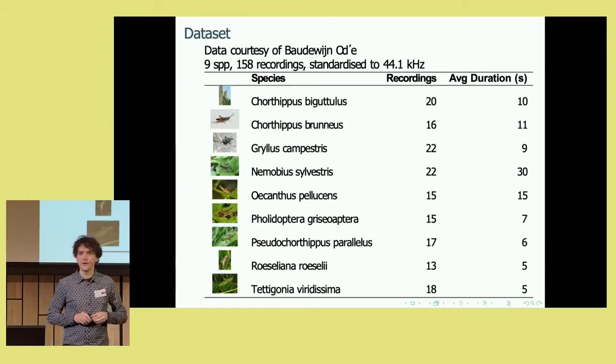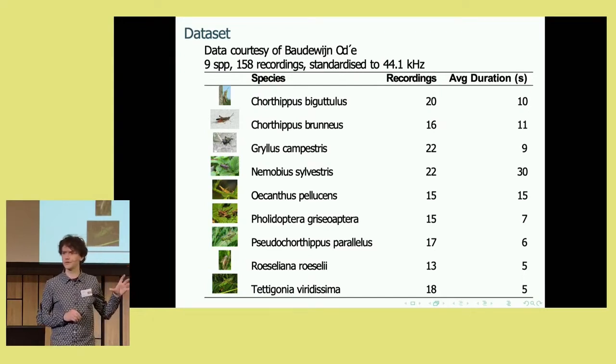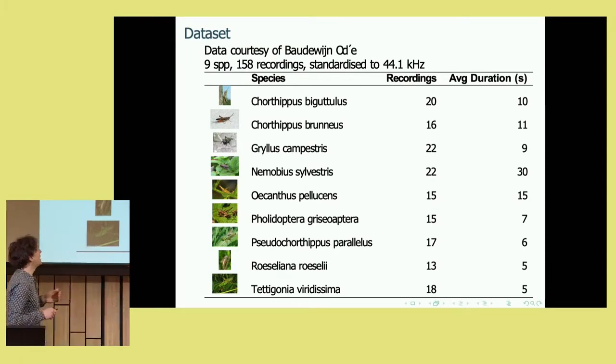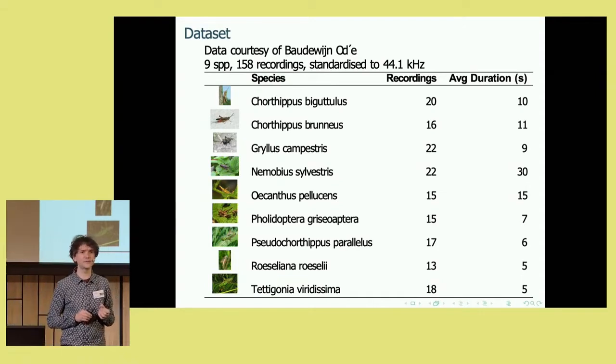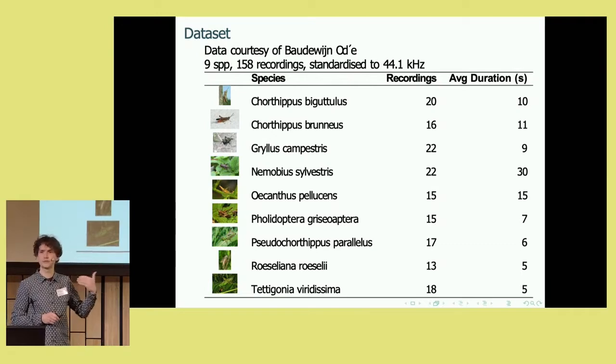So, very kindly, we have this data set which Baudouin Audet has allowed us to use. I think this is a subset of what will be on Sino Canto, or at least has a lot of overlap with it. And in this study, we have 9 different species. We need to use species for which we have many examples of the same species in order to train and then test the algorithm.